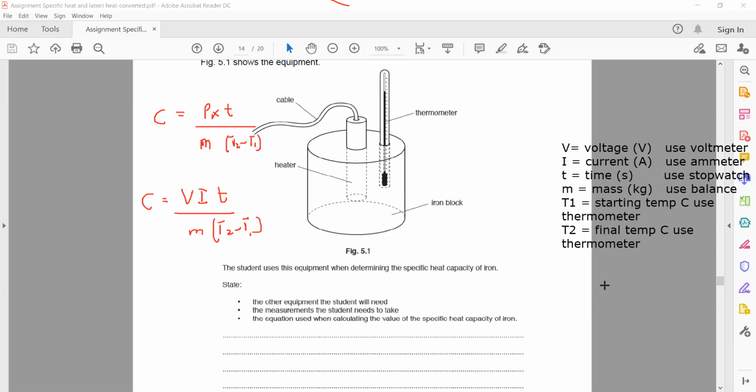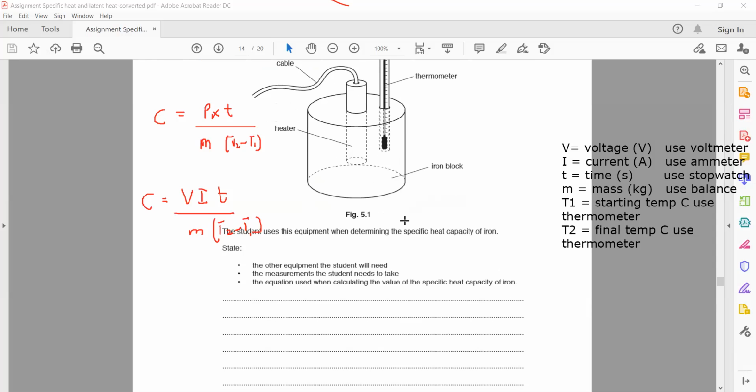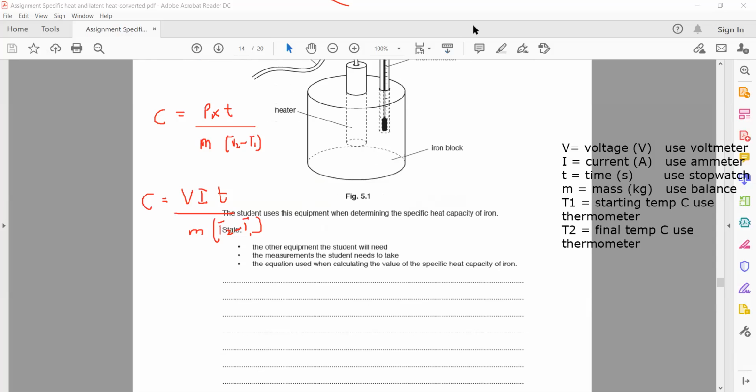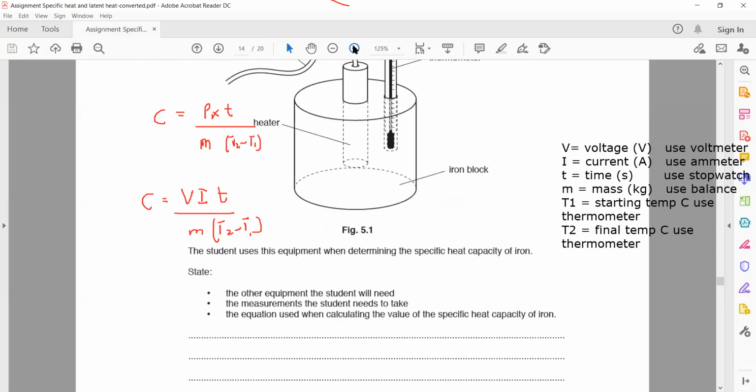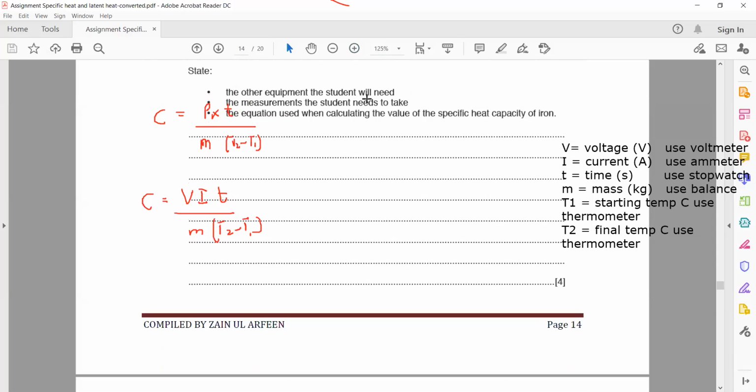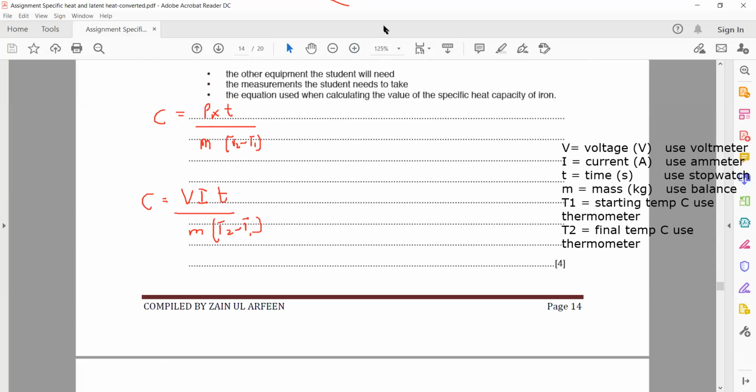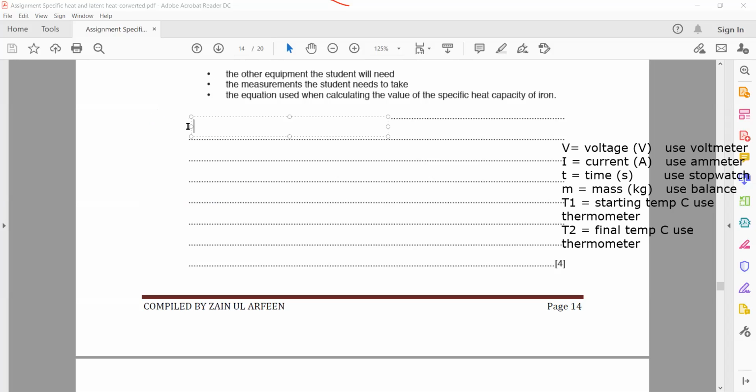So what apparatus do we need to do this? Voltmeter, ammeter connected to an electrical heater, stopwatch. So you will mention all the apparatus. It's 4 marks. So the answer here: what apparatus or equipment we need for this, mention all of them.